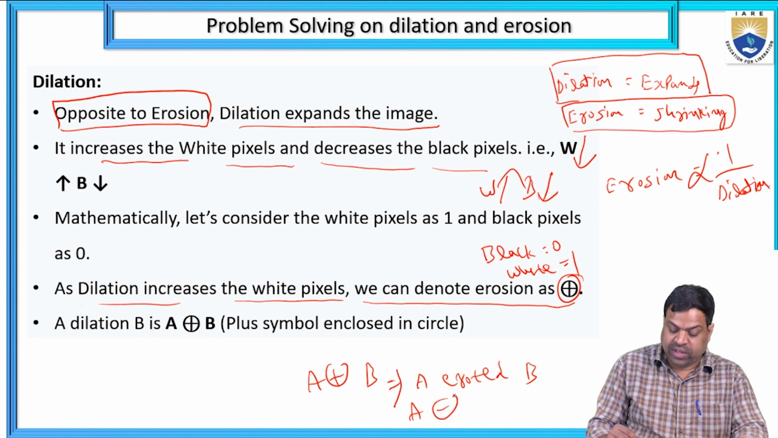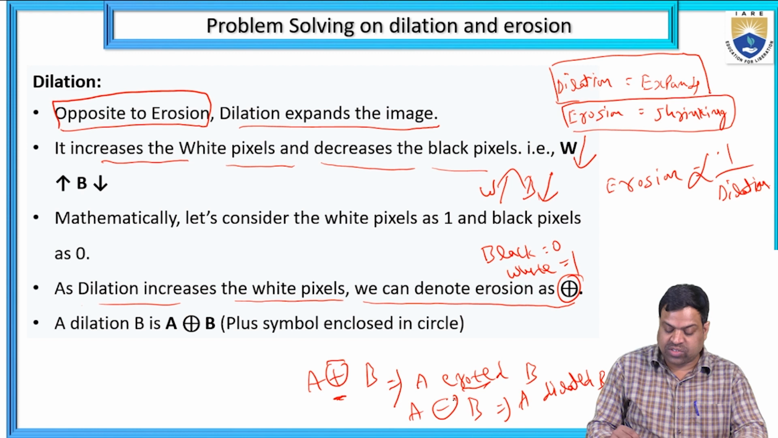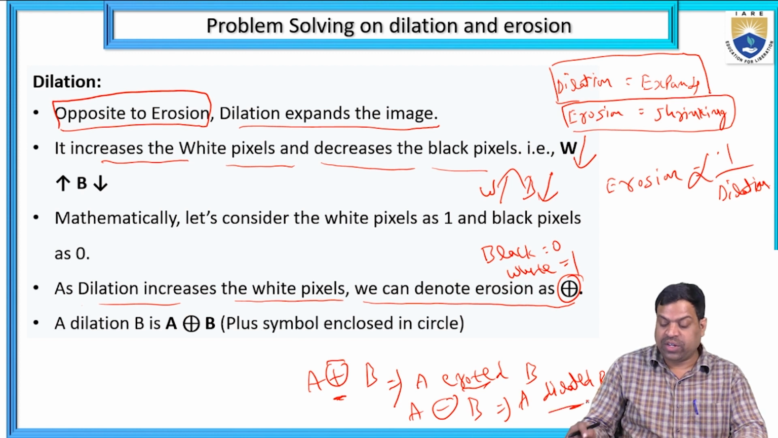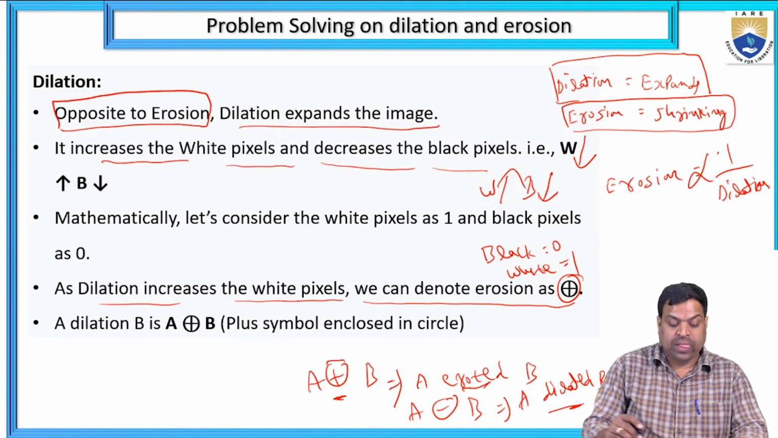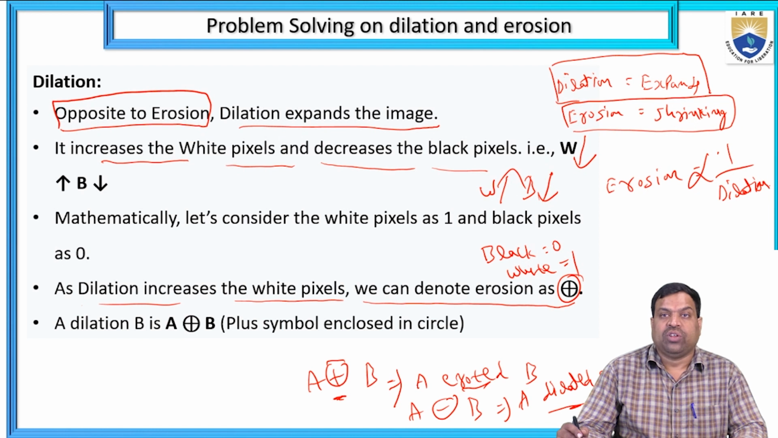Suppose I am taking A, B like this. That means A dilated B. So the A plus symbol is there, eroded, minus symbol is there, dilated. It is a very, very important thing. So dilation is the opposite of erosion, and dilation is the expansion of the image.